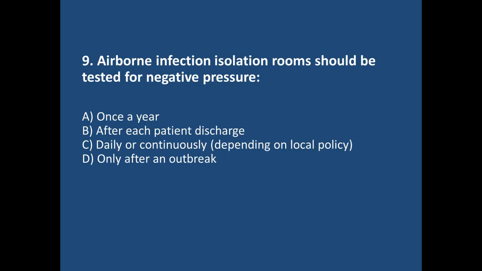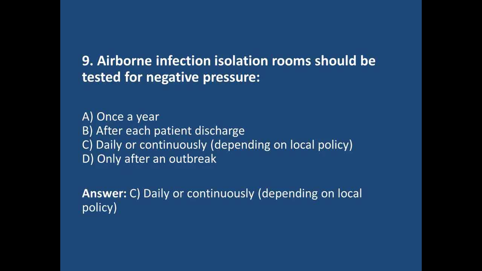Question number 9. Airborne infection isolation rooms should be tested for negative pressure. A. Once a year. B. After each patient discharge. C. Daily or continuously depending on local policy. And D. Only after an outbreak. So the answer is C. Airborne infection isolation rooms should be tested daily or continuously depending on local policy.